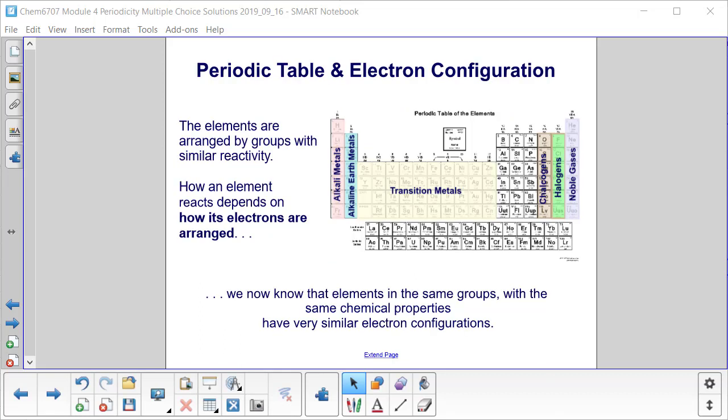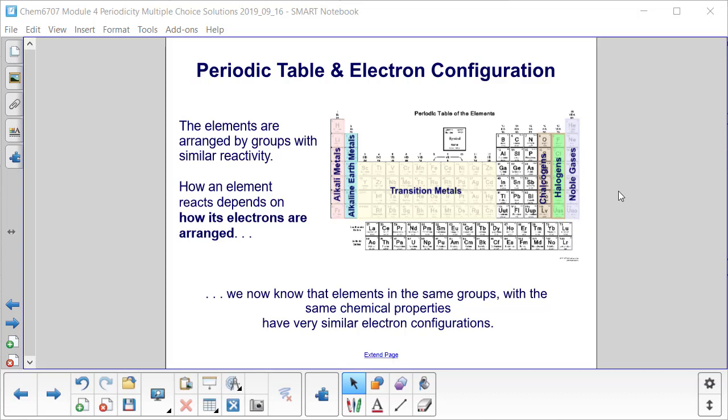Remember that the periodic table is arranged into columns or groups. Those groups have names that you see here. The alkali metals, group 1, alkaline earth metals, group 2. The middle D block of the periodic table are known as the transition metals. The oxygen group, the group that starts with oxygen, is often called the chalcogens. Group 17 that starts with fluorine is the halogens, and group 18 are the noble gases.